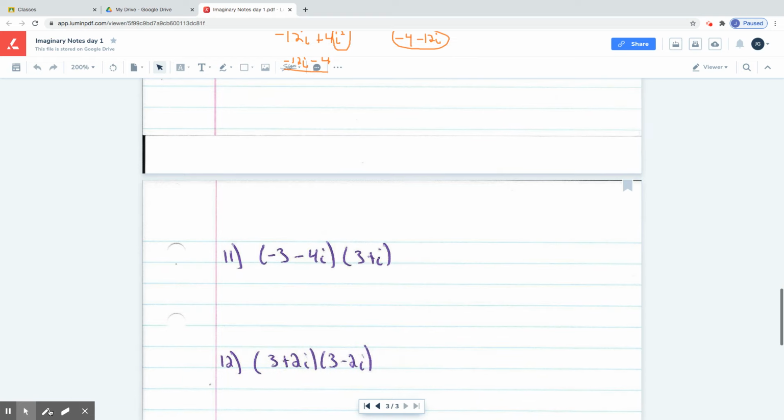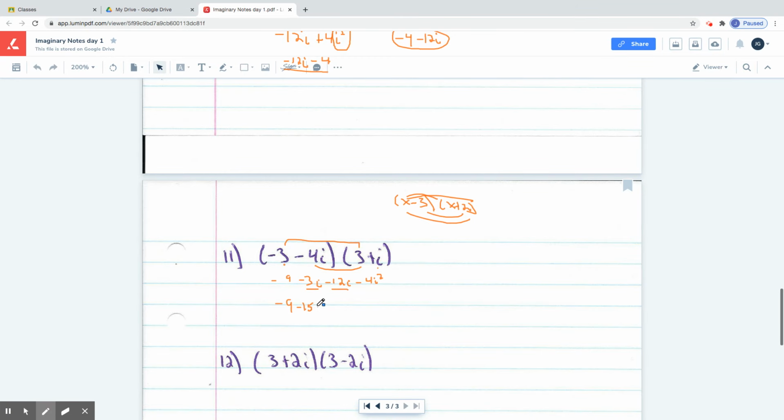For this one, we're going to treat this just like it was x minus 3, x plus 2, and we would FOIL: first, outers, inners, last. We're going to do the same thing here. So negative 3 times 3 is negative 9. Negative 3 times i is negative 3i. Negative 4i times 3 is negative 12i. Negative 4i times i is negative 4i squared. Then what we're going to do is combine the middle terms like we normally would.